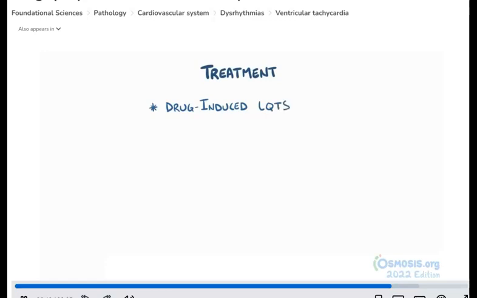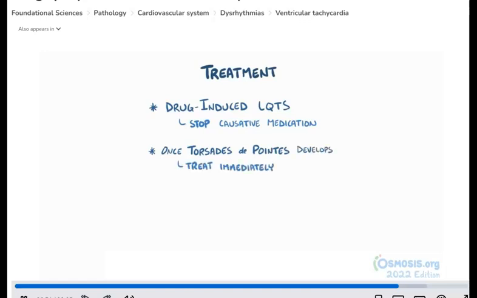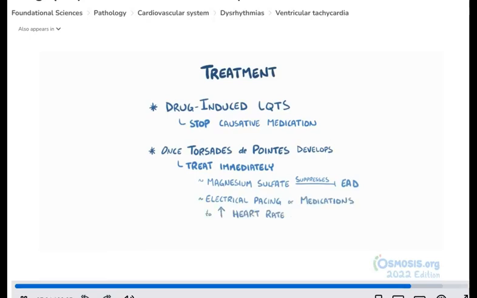Drug-induced LQTS usually returns back to normal on stopping the causative medication. However, once torsade de pointes develops, immediate treatment is required to prevent sudden cardiac death. The treatment of choice is magnesium sulfate, which acts by suppressing the EAD. Alternatively, electrical pacing or medications that increase the heart rate might be given to decrease the QT interval.